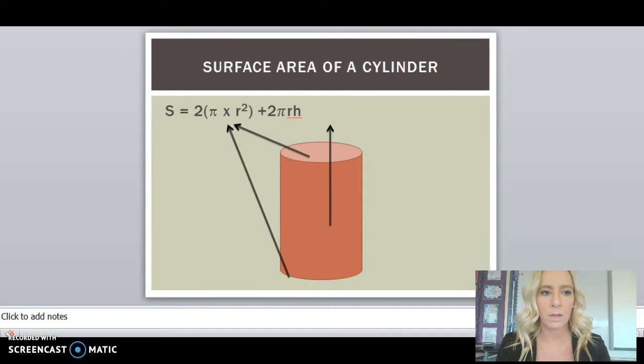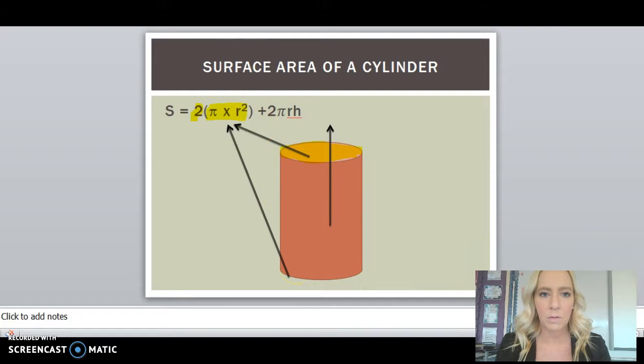So this is the formula for calculating surface area of a cylinder: 2 times pi r squared plus 2 times pi times r times h. So what I'm going to do is break down the formula a little bit for you. The first thing I want to focus on is pi times r squared. This formula you've seen before because this is the area of a circle. The area of a circle is pi r squared, and we multiply it by 2 because a cylinder has a top as well as a bottom.